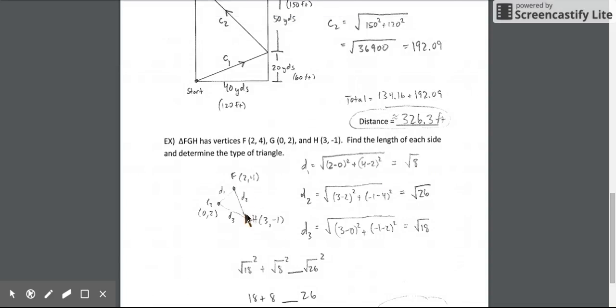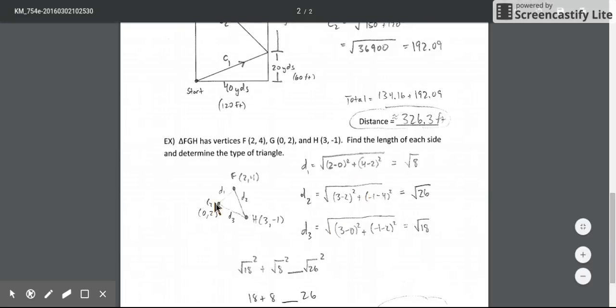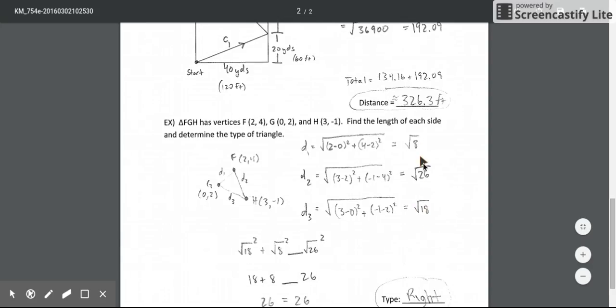So now let's find the distance between F and H. Again, we're subtracting our x values and squaring them, subtracting our y values and squaring them. And if I add those 2 values together, I get the square root of 26. One more time, find the distance between G and H. Subtract your x values and square it. Subtract your y values and square it. Add those 2 values together and we get the square root of 18. So now we have our 3 lengths.